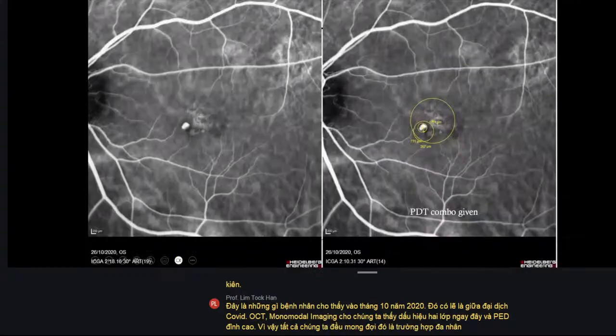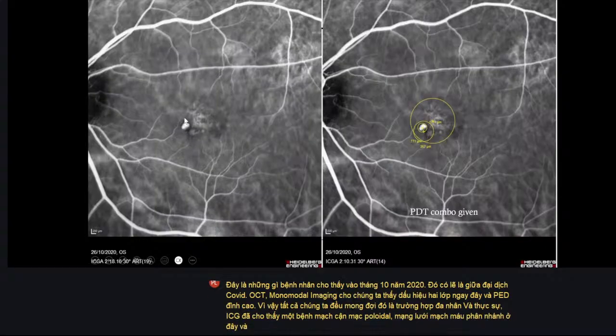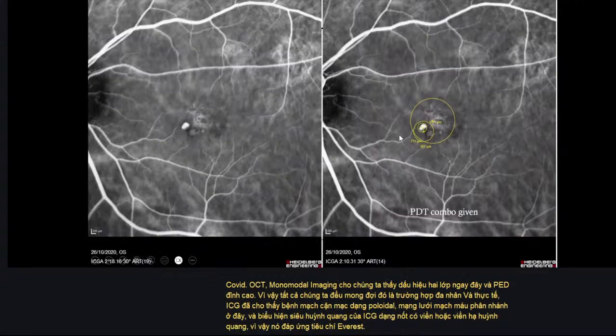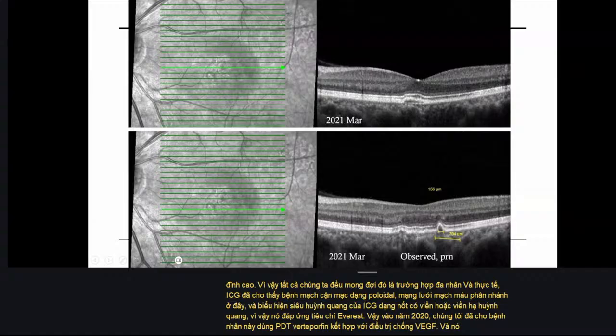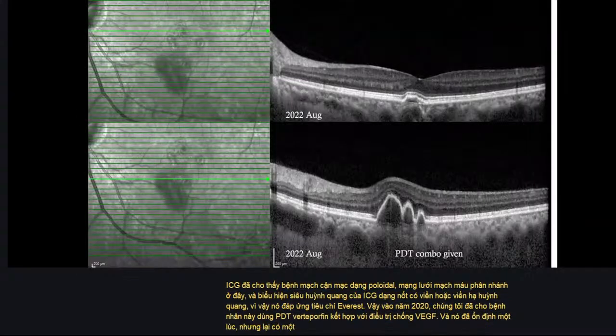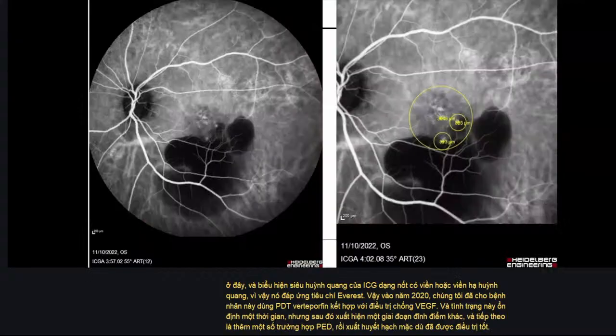And indeed, ICG did show a polypoidal choroidal vasculopathy, a branching vascular network here, and a nodular ICG hyperfluorescence with a rim of hypofluorescence. So it satisfied the EVEREST criteria. So in 2020, what we gave this patient was Metoprolol PDT in combination with anti-VEGF treatment. And it settled down for a while, but another peak PED appeared, and then some more PED appeared, and then submac hemorrhage despite being well treated with combination therapy.